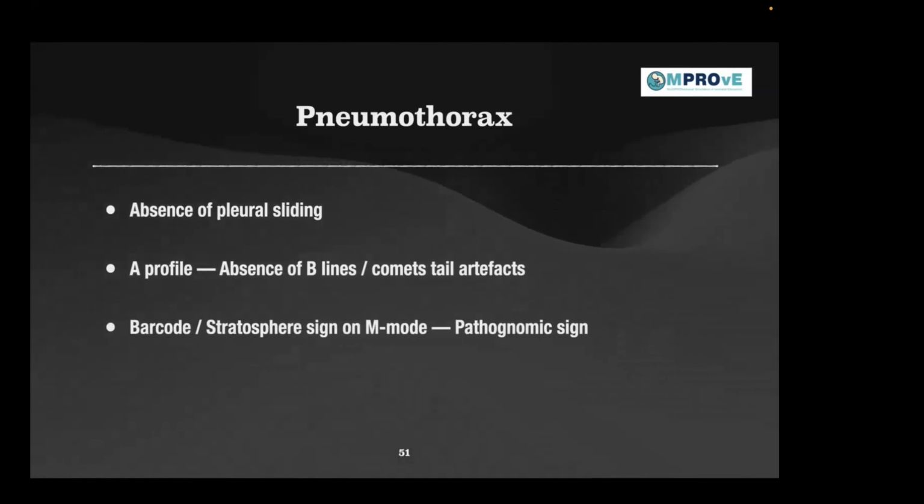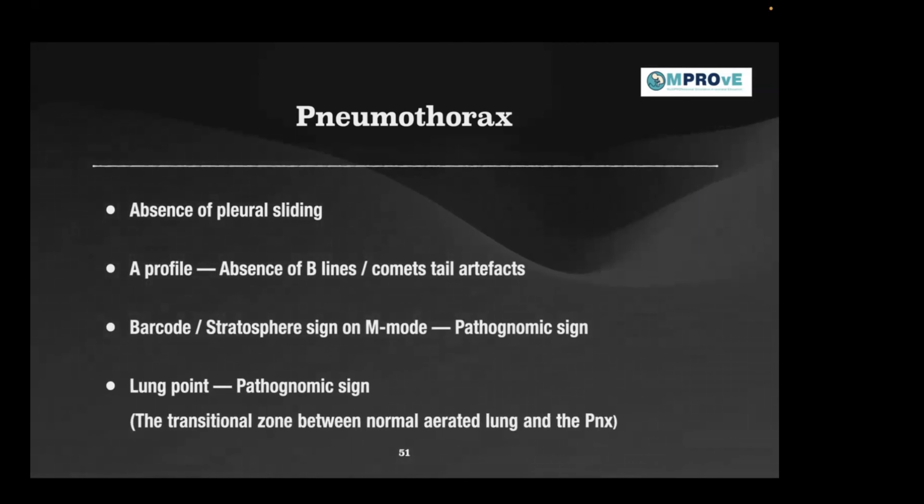When you interrogate that area with the M mode, you will see the barcode or stratosphere sign, and it is a pathognomonic sign for the pneumothorax. And you will see a lung point, which is again a pathognomonic sign.